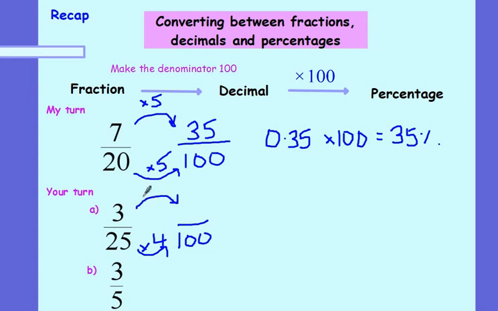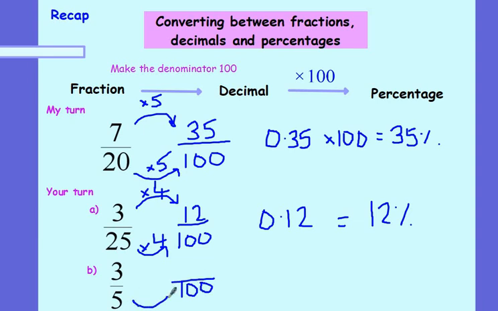Whatever I do to the bottom, I've got to do the same to the top. 3 times 4 gives me what, Emily? 12, brilliant. So 12 hundredths is 0.12, which is 12%. And for the bottom one, again, I'm going to make my denominator 100. This time I've multiplied top and bottom by 20. Which gives me 60 over 100, or 0.6, which is 60%.